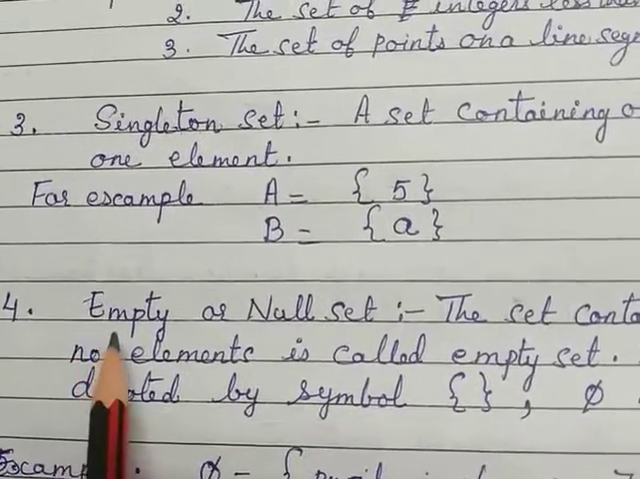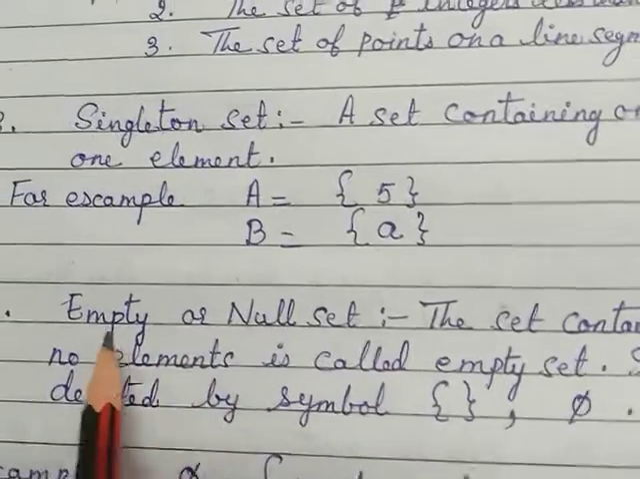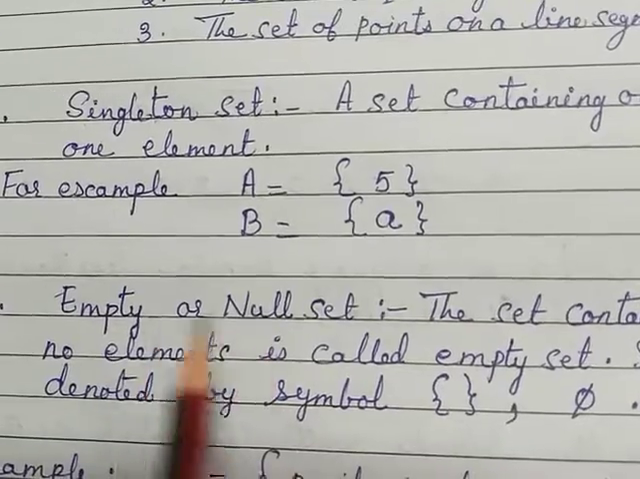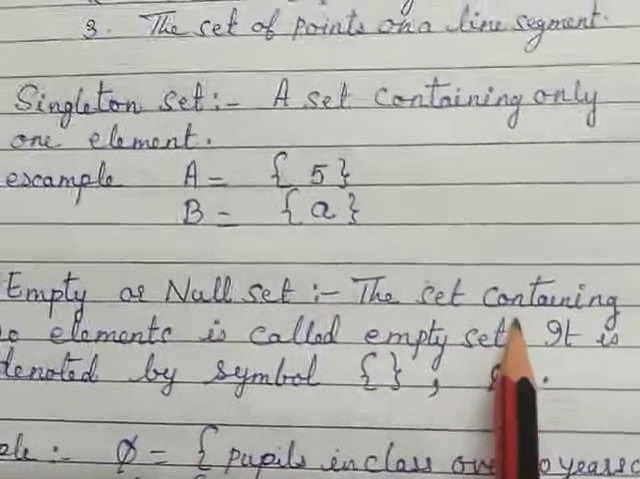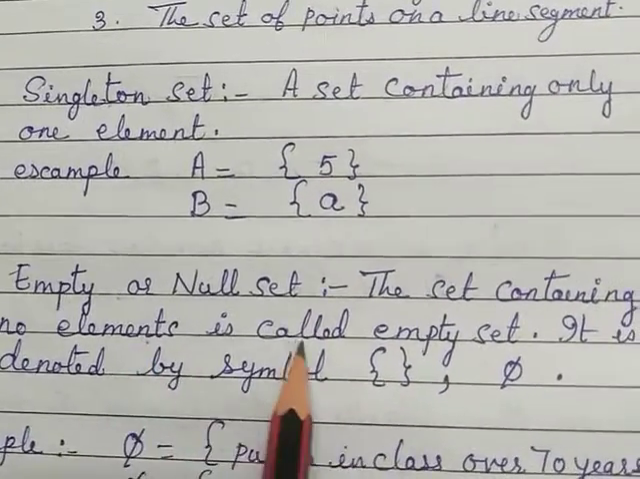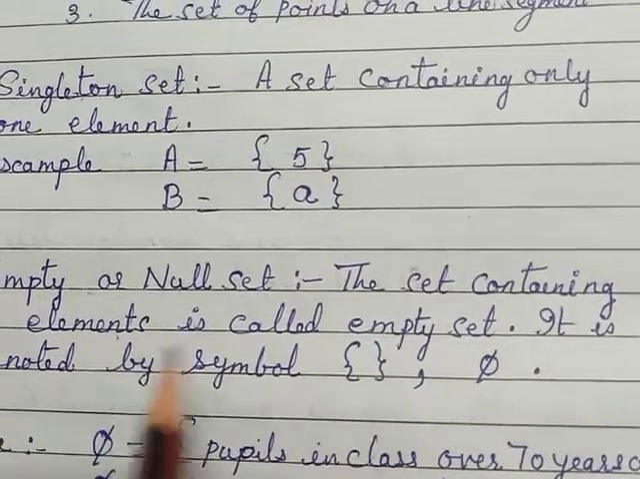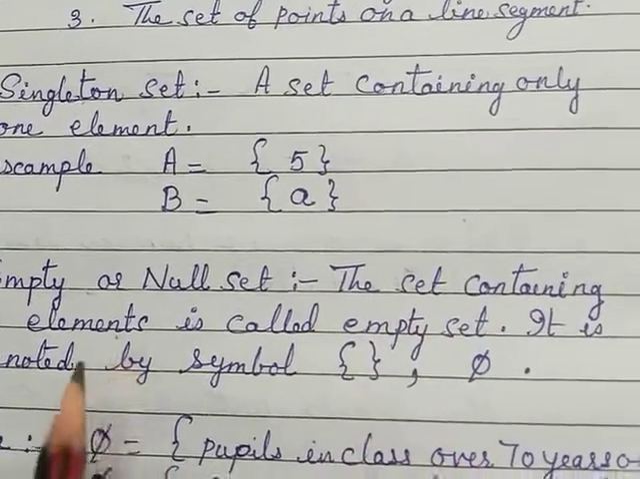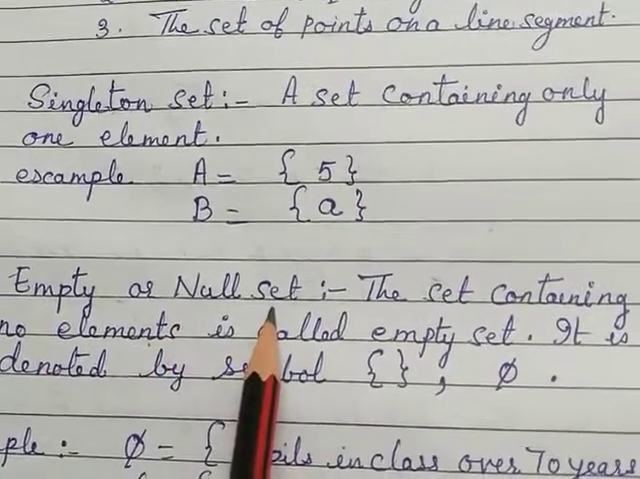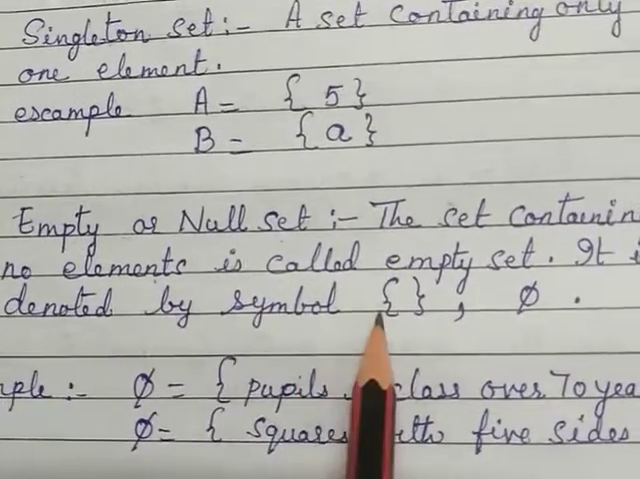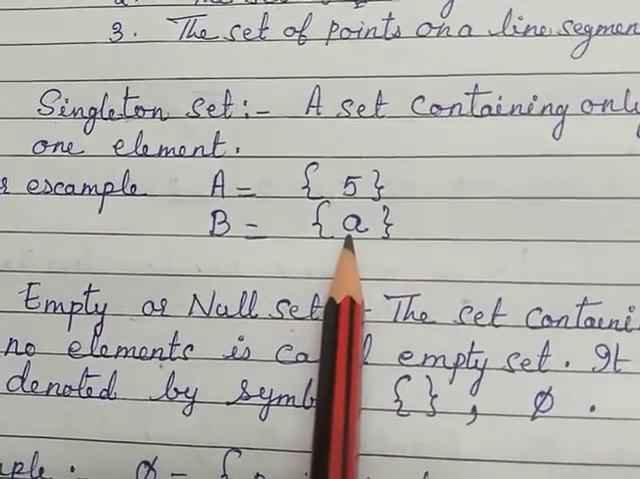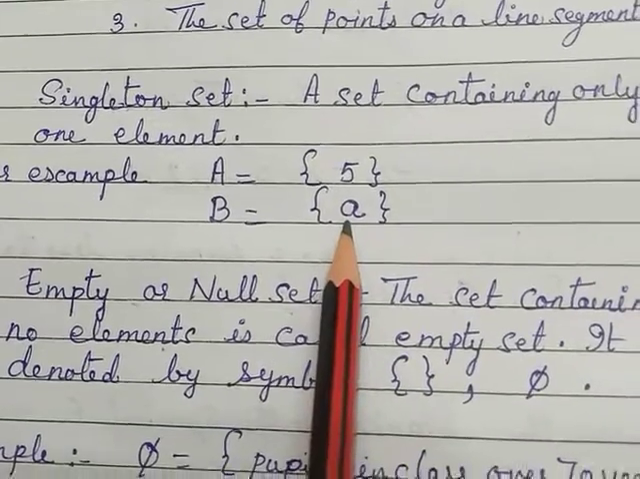The next type of set is the empty or the null set. See, an empty set is also called a null set. So empty or null, both are the same. The set containing no elements. A set without any element is called an empty set. If there is no element present in the set, then it is known as an empty set or the null set. It is denoted by the symbol. You can see here the bracket, no element is here. If any single element is inside it, then it is known as a singleton set.